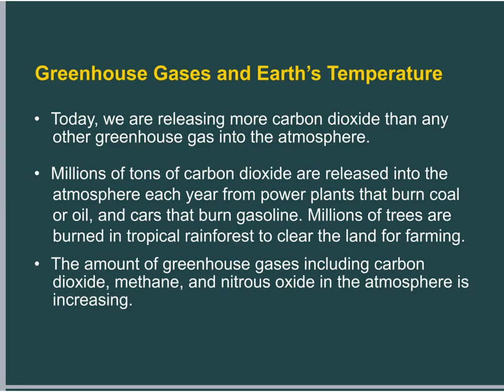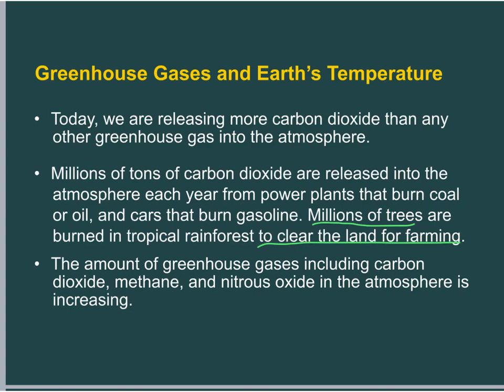Okay, so today we're releasing more carbon dioxide than any other greenhouse gas in the atmosphere. Millions of tons of carbon dioxide are released into the atmosphere each year from power plants that burn coal and cars that burn gasoline. Millions of trees are being burned in tropical rainforests to clear the land for farming, right? So not only does the actual act of farming release greenhouse gases into the atmosphere, but think about it. If we're cutting the trees down, what do trees do? Trees remove carbon dioxide.